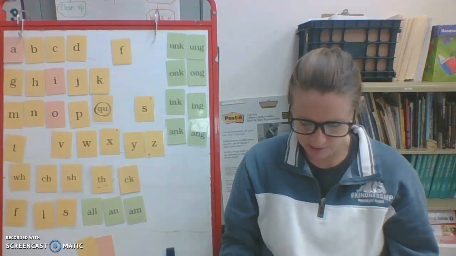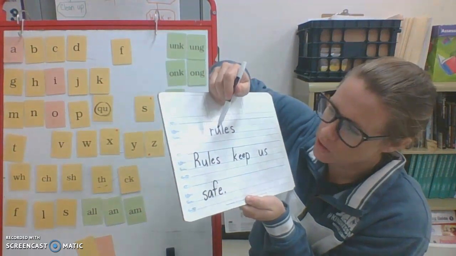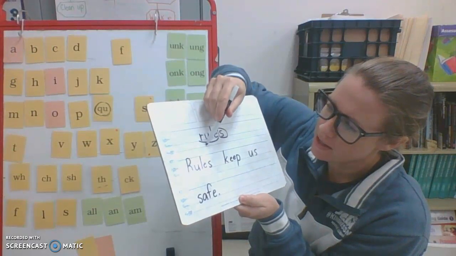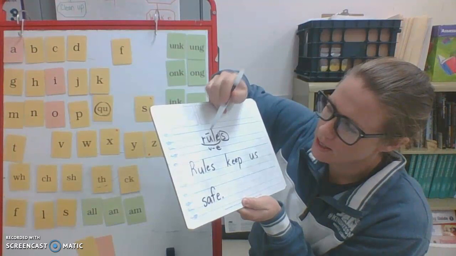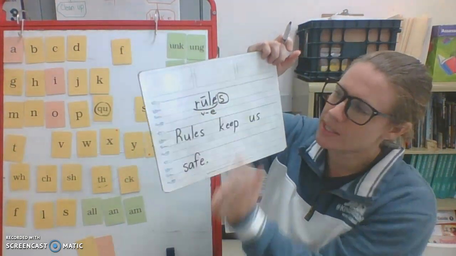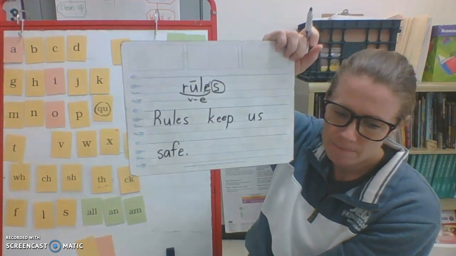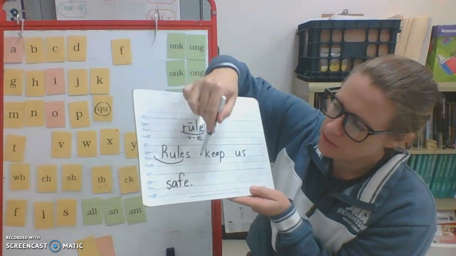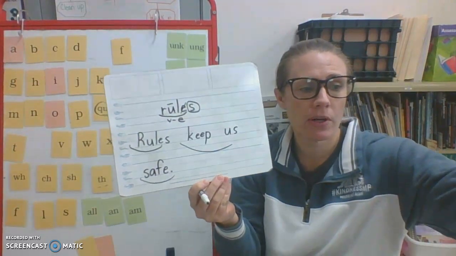Okay, so since this is a word of the day, we need to mark the word. So we will scoop the syllable, the base word, circle the suffix, and rules is vowel consonant E with a silent E. And this is one of those times where the U says ooh, but we still mark it with a macron, even though it says ooh and not a U. Okay, I would like you to read it with me. Rules keep us safe.